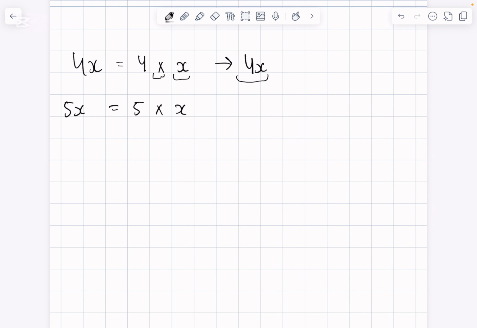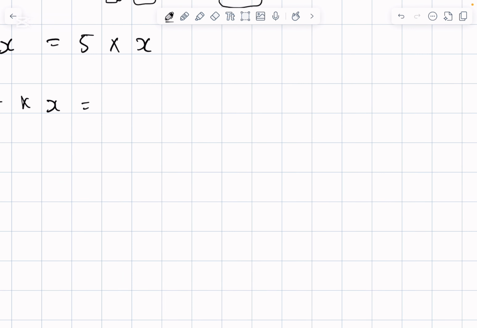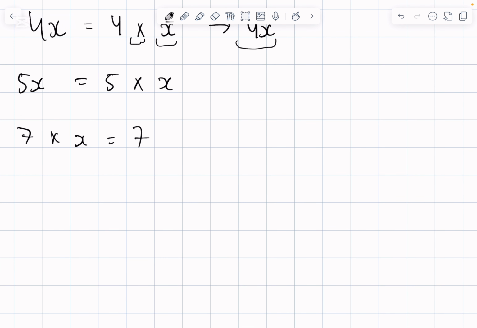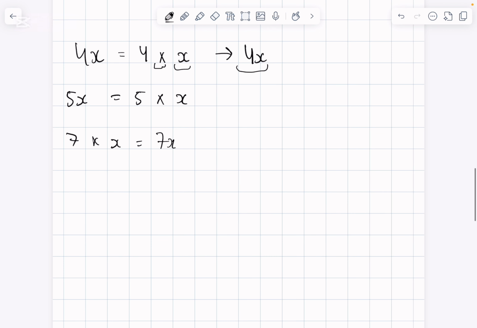Now if I say, what does this mean? In other words, how can you show what 7 times x is in simpler terms? You would say 7 times x simply means 7x, right?